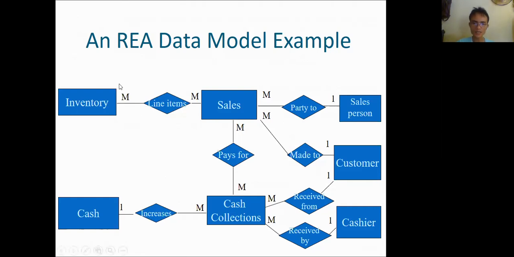For example, you have the inventory being sold. The asset is inventory, that's a resource, and including the sales or receivables if, for example, that's on account, or cash if that is by sale. The event would be the sale, and the agent would be the salesperson. If this is the collection, the resource would be cash, the event would be the cash collections, and the agent would be the cashier. So something like that. Okay, that's why we see here the REA.